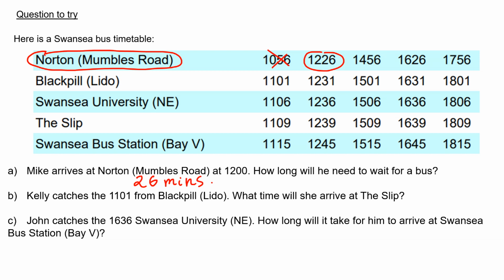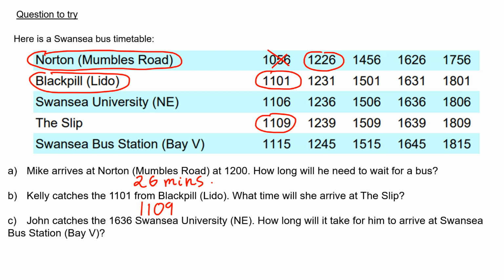Kelly catches the 11:01 from Blackpill, so that's here. 11:01 is here, this column. What time will she arrive at the slip? Well, she arrives at 11:09, assuming that nothing's running late.